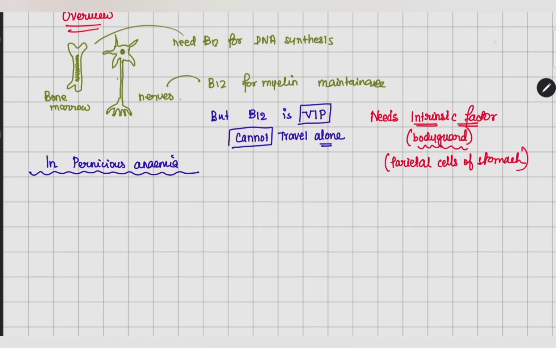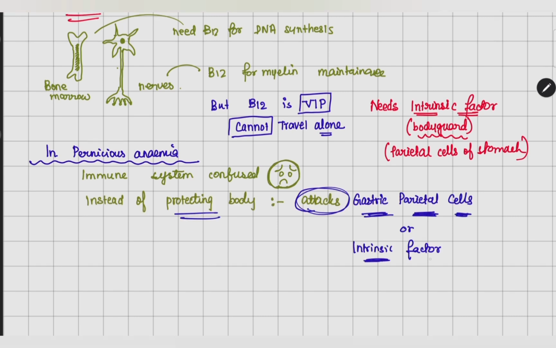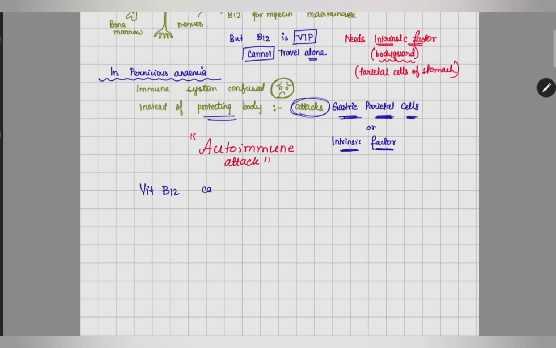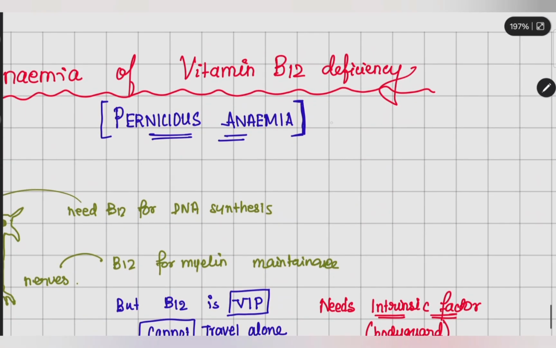The immune system is confused. Instead of protecting the body, it attacks the gastric parietal cells or the intrinsic factor. So it's basically an autoimmune attack, and vitamin B12 cannot be absorbed without the intrinsic factor. So this results in B12 deficiency, and this further causes defective DNA synthesis and ultimately results in megaloblastic anemia. So here B12 deficiency is not a dietary deficiency, it's an absorption problem.